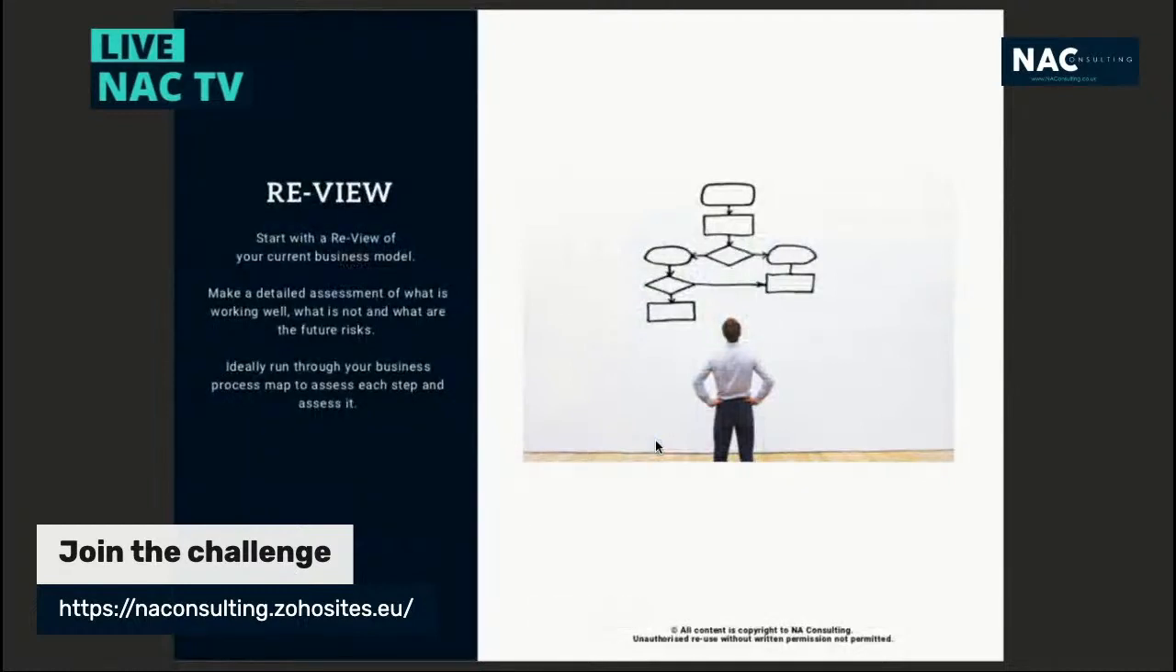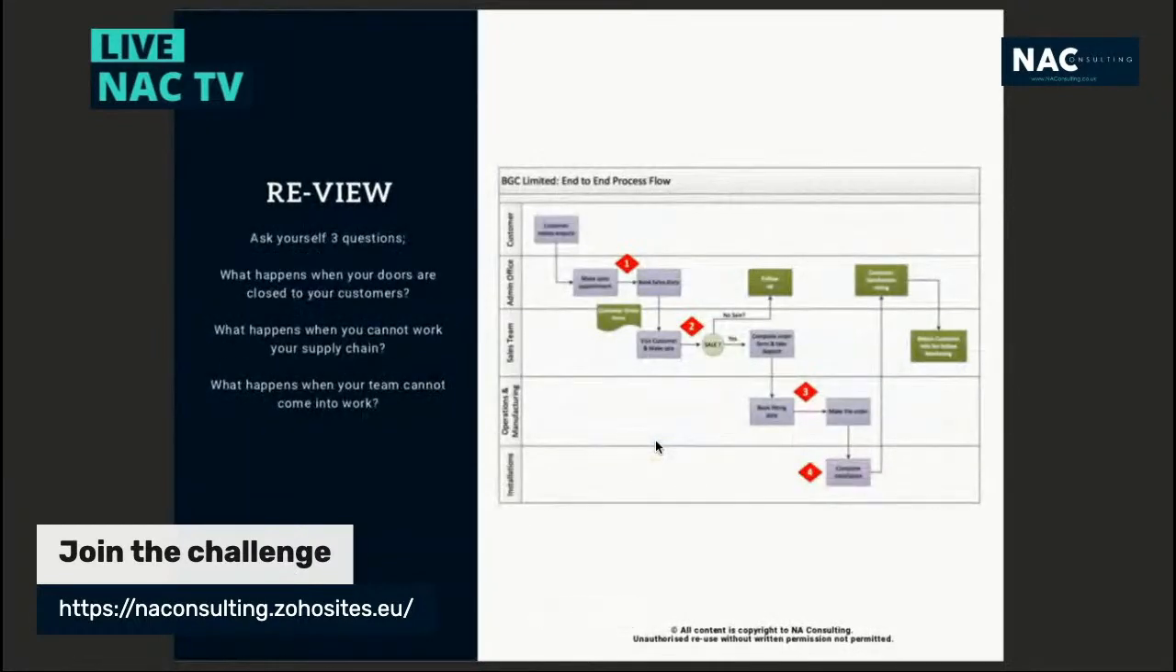So we talked about the review phase. And in the review phase, it was about putting together that business process diagram, that business process map, how you currently work. And the questions I asked you to talk about on that process was around, how do you reach your customers? How do you run your business if your doors are closed? How do you think about your supply chain? What happens if you can't reach your customers, deliver to your customers? And what happens if your team can't come to work? So these are some of the common challenges that we've seen and a lot of people have been through.